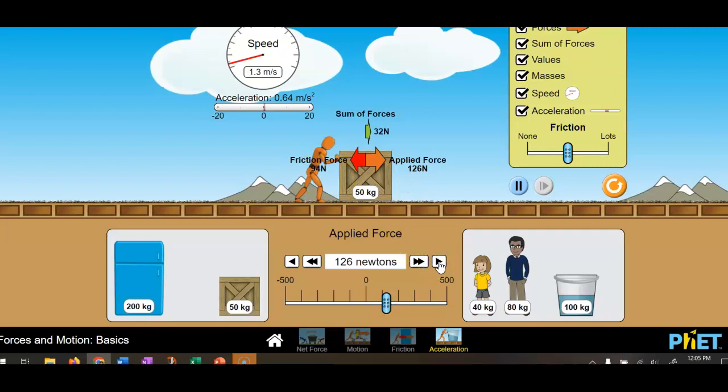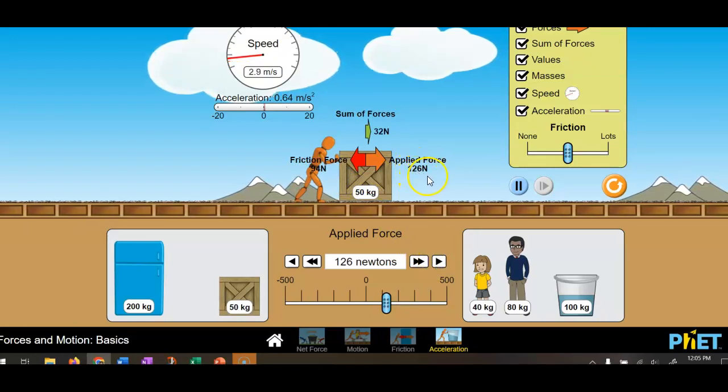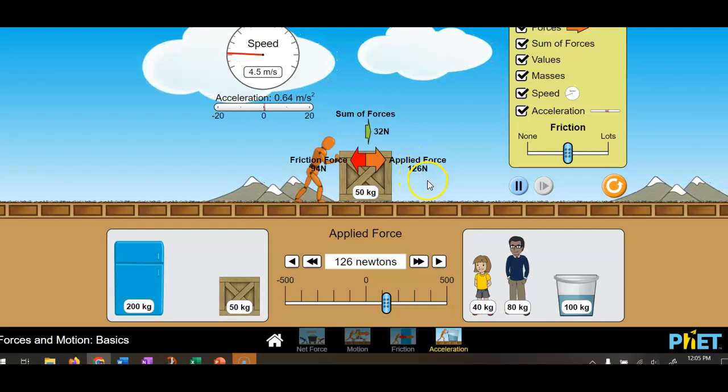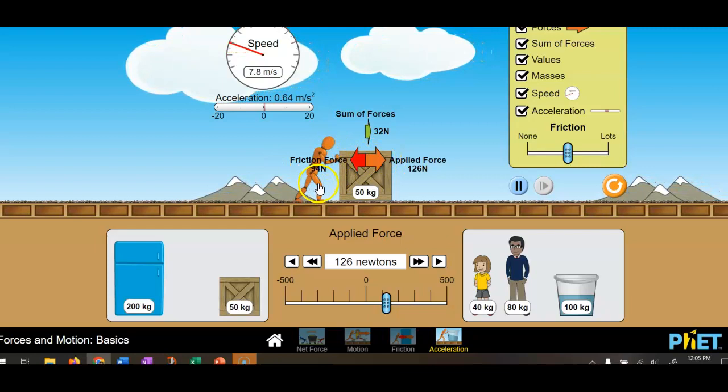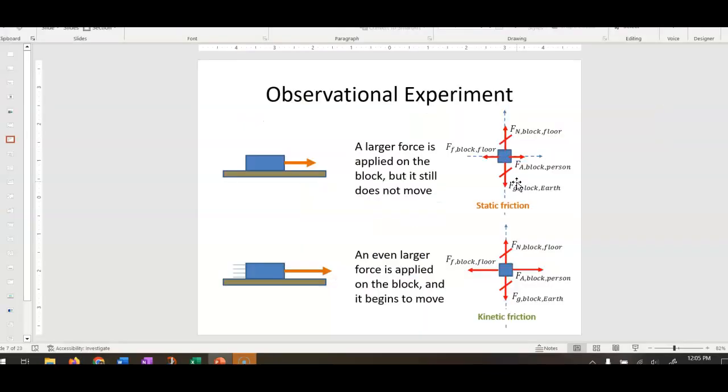126. Oh, look, when I apply 126 newtons, the crate starts moving, and look, the friction force jumped down. Now it's only 94 newtons. So what has happened is that we exceeded the maximum ability of the static friction to keep the object from sliding, and it started moving. Now we're in the realm of kinetic friction because it's moving, and so the friction force is no longer balancing the applied force.